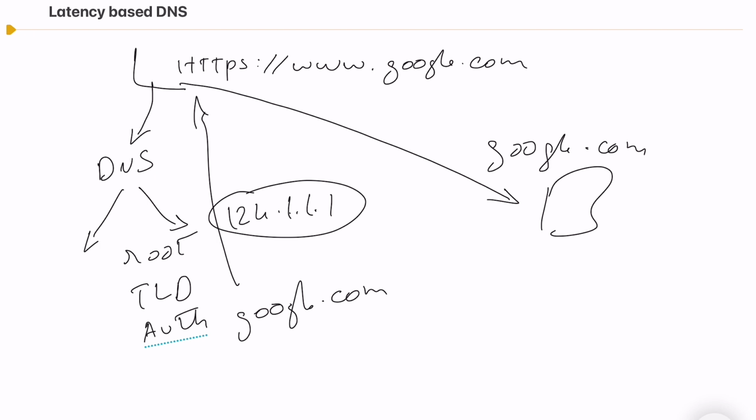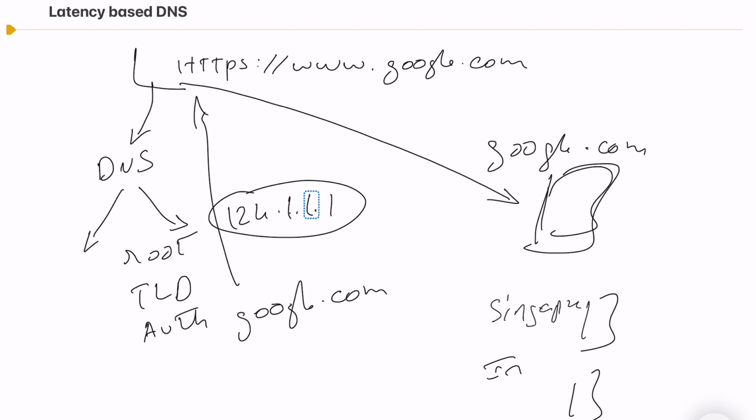Now, what is latency based DNS? Now the world is huge. The internet is huge, correct? And there are so many servers, and Google will not rely only on one server or one IP address over the internet. It will in fact have servers across regions. Maybe it will have some server in Singapore, some server in India, some server in US, right? So that if one server fails, it can route traffic automatically to other servers, so that there is no downtime.